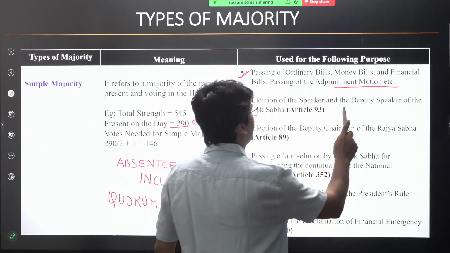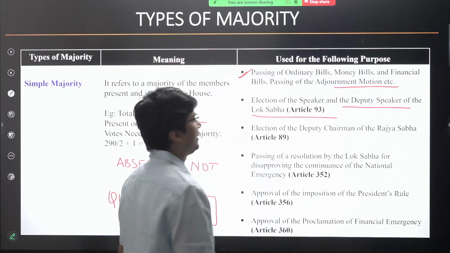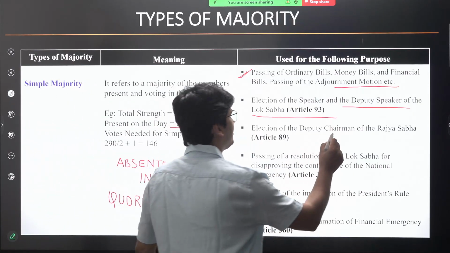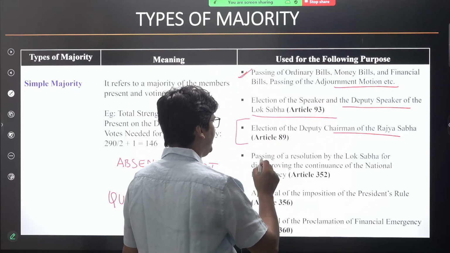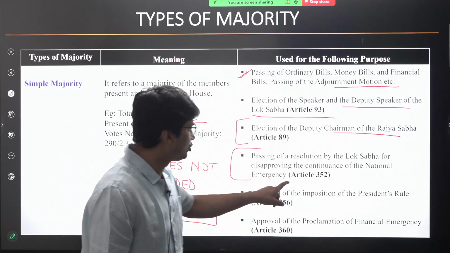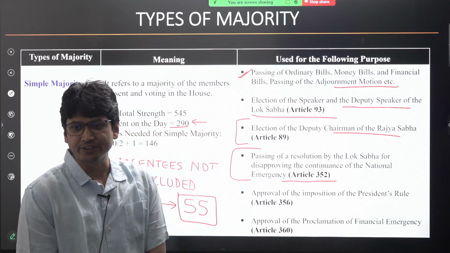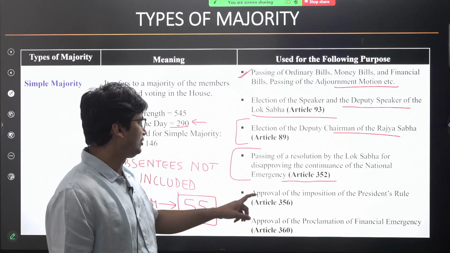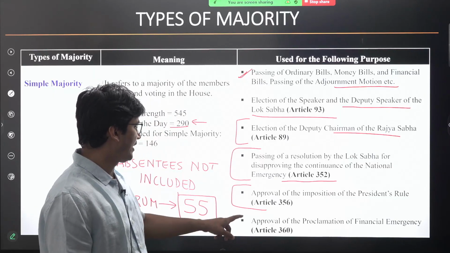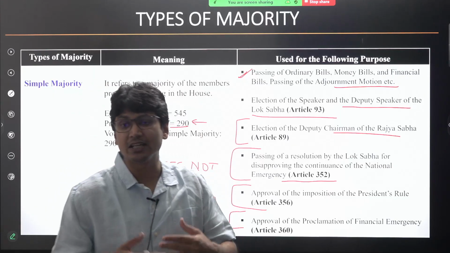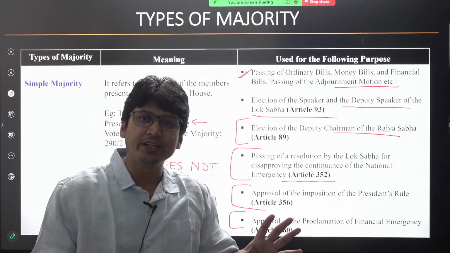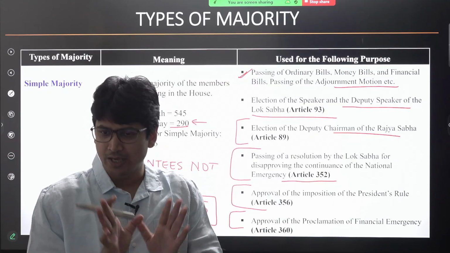Similarly, election of Speaker and Deputy Speaker of Lok Sabha takes place through simple majority. Election of Deputy Chairman of Rajya Sabha, same, simple majority. Passing of a resolution by Lok Sabha for disapproving the continuance of national emergency under Article 352 is also done by simple majority. Approval of imposition of President's rule under Article 356 is done by simple majority, and then approval of proclamation of financial emergency under Article 360. So these are the provisions under the Constitution of India where the type of voting required is simple majority. Are you following this, Krishna?